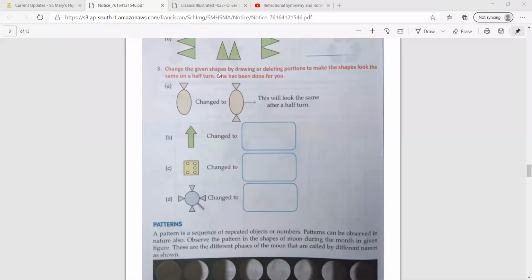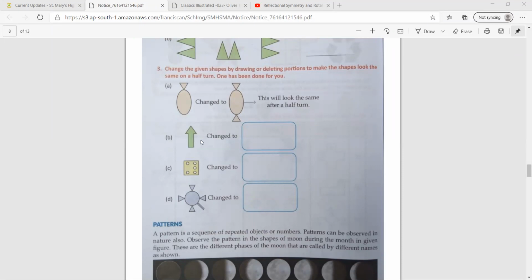Change the given shapes by drawing or deleting portions to make the shapes look the same on a half turn. So when you turn this halfway, it has to look like the original figure and you have to delete something, okay, or draw something. So now when you are turning this halfway, then what will happen? This half means quarter is here and half is here. So this thing will come here. So to make it look the same, what will you do? What will you delete? You have to remove this particular part.